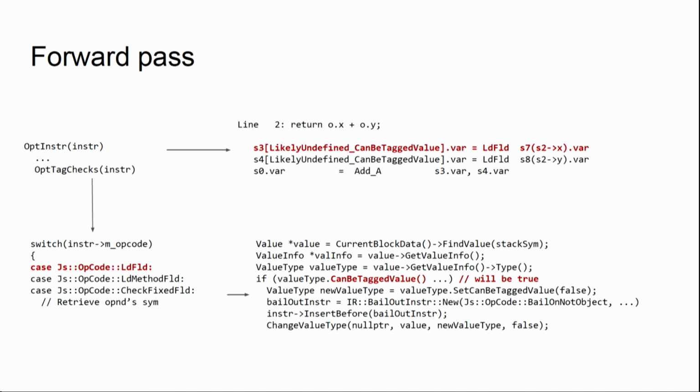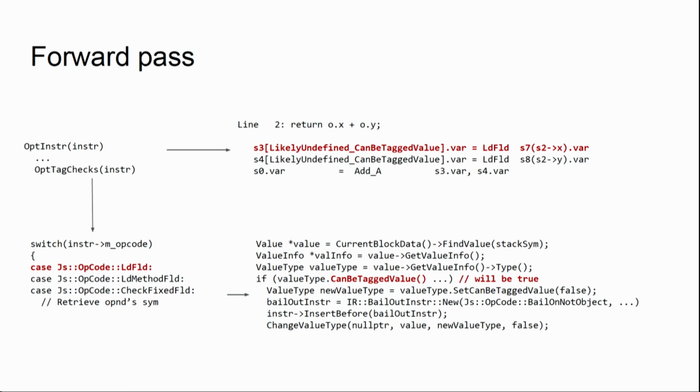And now if you look at the code, you can see that it will do some stuff on the right. So the first thing, it just retrieves the value information that you have for that block, for that particular thing. And then we have an if statement, which is if value type can be tagged value. And at this point, this will actually return true.